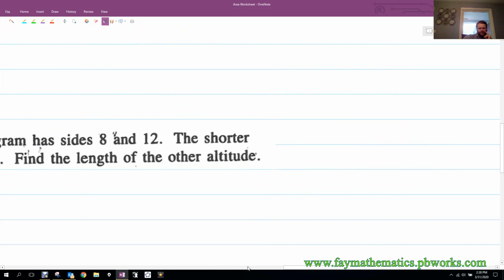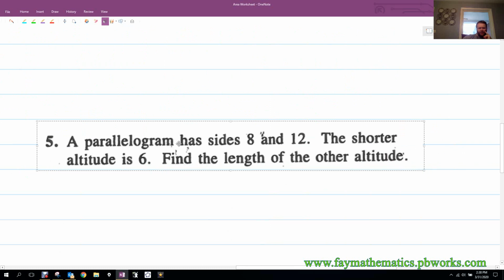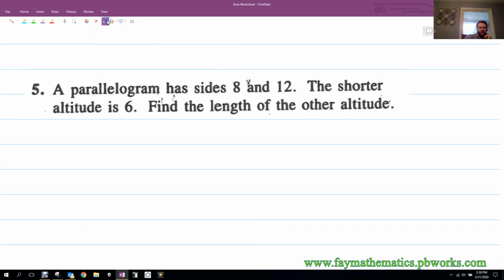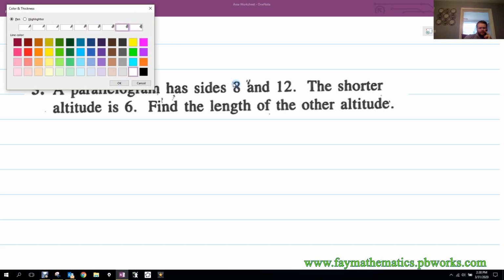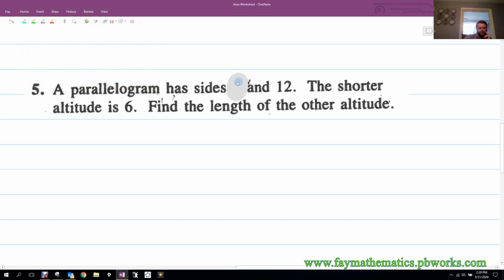So you have a parallelogram with sides of 8 and 12. So let's change that, get rid of those, get rid of this. Let's say sides of 10 and 14. The shorter altitude is, let's say, I don't know, 4. So hopefully these numbers kind of work out.